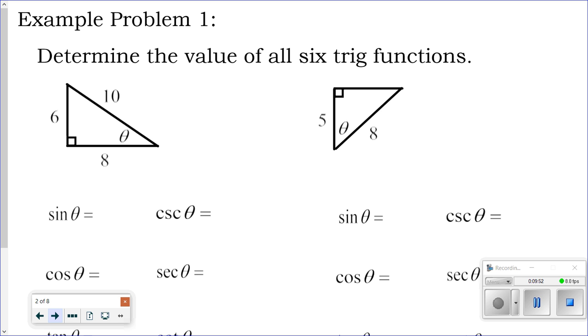So, determine the value of all 6 trig functions, and we're not going to do all 6. We're only going to do sine, cosine, and tangent. I'm not going to worry about the cosecant, secant, and cotangent. We're only going to worry about the first 3 on here. The other ones do have their places, but we don't need them for anything we're doing in here today, so I'm not going to worry about it, okay?